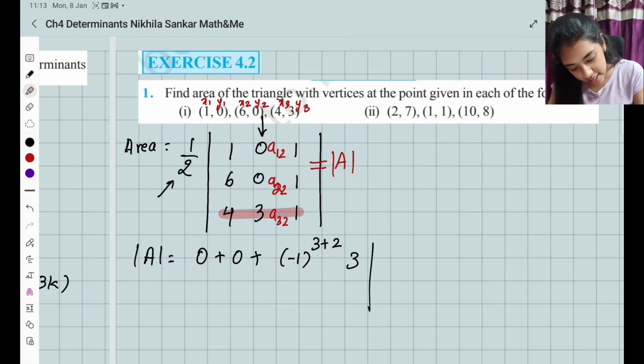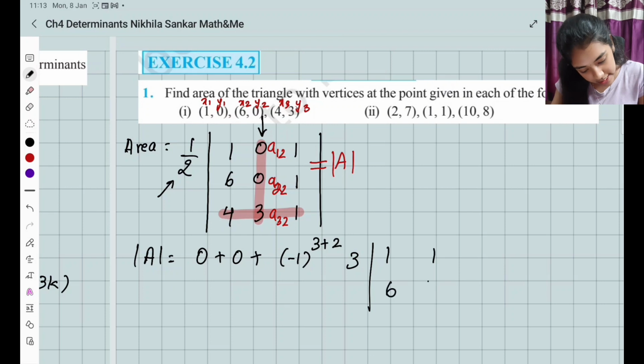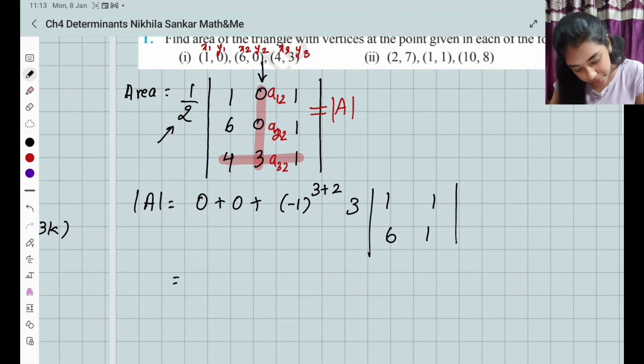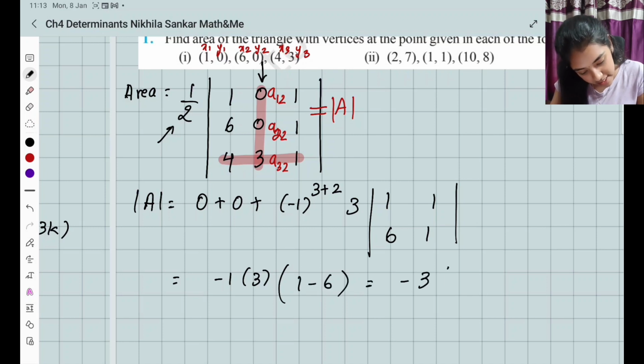I'm going to hide this and this. So I'm going to have 1, 1, 6, 1. So this is going to be minus 1 into 3 times 1 minus 6. So this is minus 3 into minus 5, which is going to be 15. So determinant of A கண்டுபிடிச்சாச்சு. So area is going to be 15 divided by 2 square units.